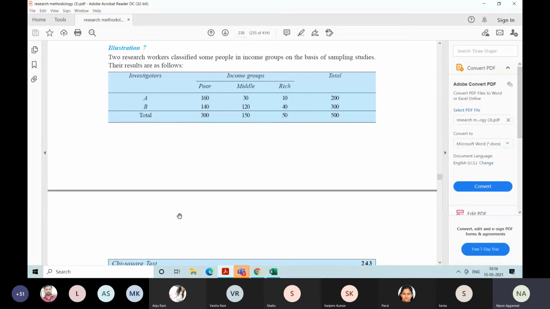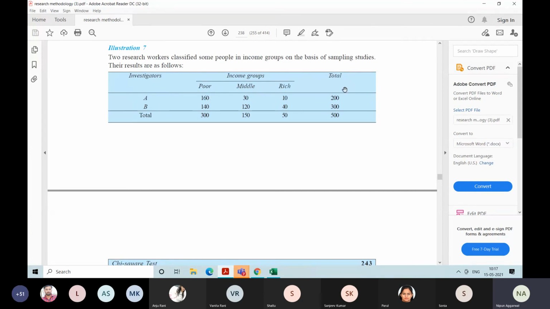So these are the observed frequencies given to you for each category. Like AP is 160, AM 30, AR is 10, BP 140, BM 120, BR 40. Clear? Now you have to calculate the theoretical frequency. So the theoretical frequency becomes 200 into 300 divided by 500. 200 into 300 is 6,000. 6,000 divided by 500 is 120. So 120 is the expected frequency against this 160.